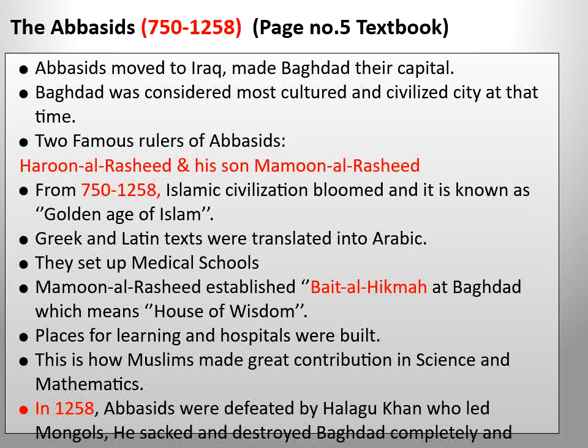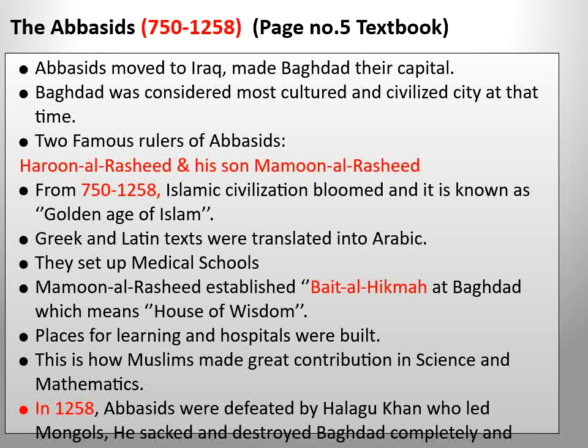Page number 5 of your textbook, the Abbasids, 750 to 1258. The Abbasids moved to Iraq and made Baghdad their capital. So they actually succeeded the Umayyads. In comparison, the Umayyads made their capital Cordoba, a city of Spain, whereas the Abbasids moved to Iraq and made Baghdad their capital.